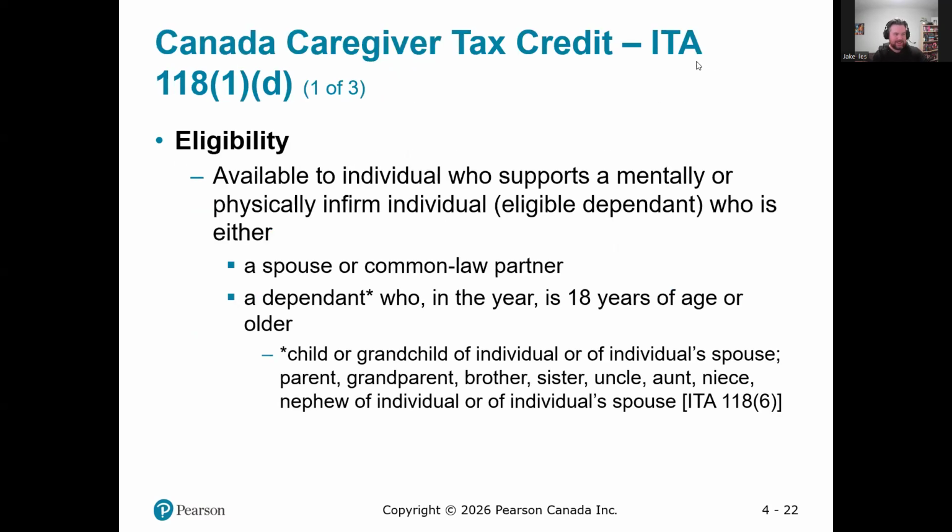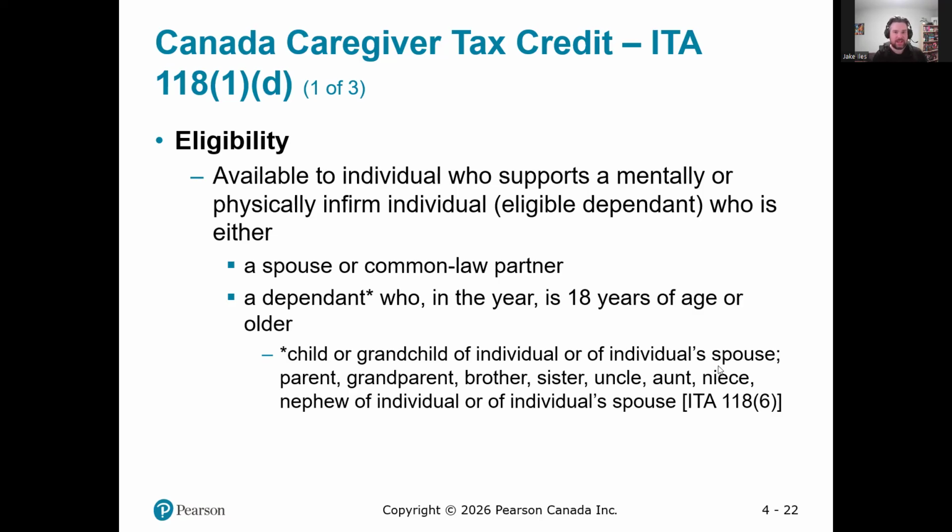Yes. Back to the caregiver credit. For eligibility, you can have an individual who is 18 years or older. So the basic 2,687 is for children under 18, but let's say someone has a mental infirmity and they're 25, and I still have to take care of them. So what do I do? If I'm supporting a mentally or physically infirm individual, an eligible dependent, who is either a spouse or a dependent who in the year is 18 years of age or older, this can be a child or grandchild of the individual or of the individual's spouse, or a brother, sister, uncle, aunt, niece.